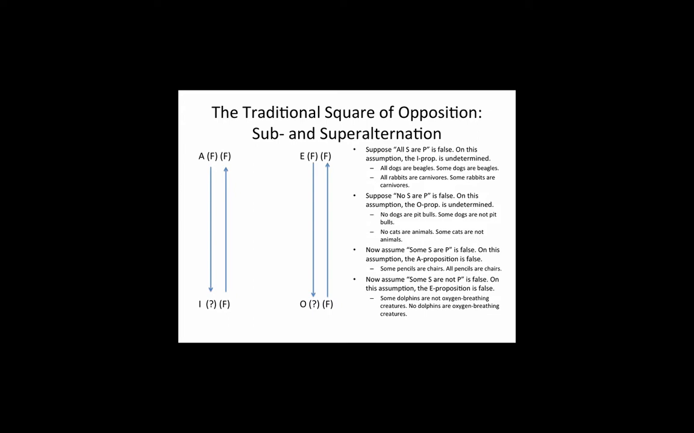Now cast your eye back to the chart. More specifically, look at the I proposition under the assumption that it's false, and notice that the arrow leading upwards yields a false superaltern. The same goes with the O proposition. When the O is false, the E is false. Take a look at the examples for each before moving on.